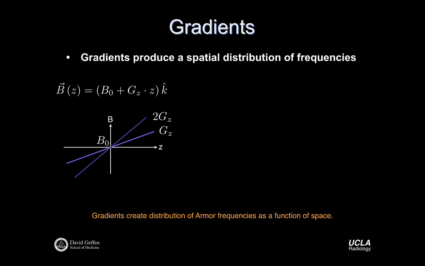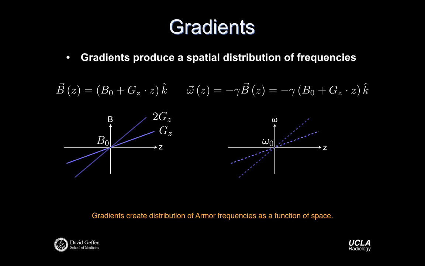Obviously, it stands to reason, you've probably seen this, or you're familiar with the concept by now, that the frequency now becomes a function of position as well. And so we always have our B0 field, we can turn on a gradient as a function of position, and we can map out different frequencies as functions of position. Gradients create a distribution of the Larmor frequency as a function of space. And this becomes really important for spatial localization, which is this concept.